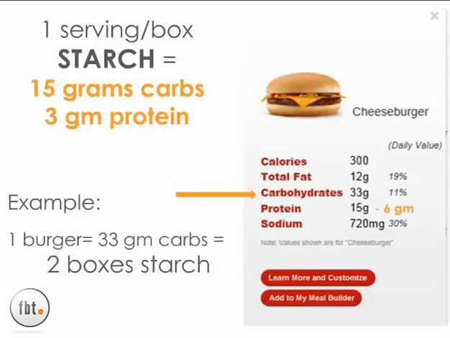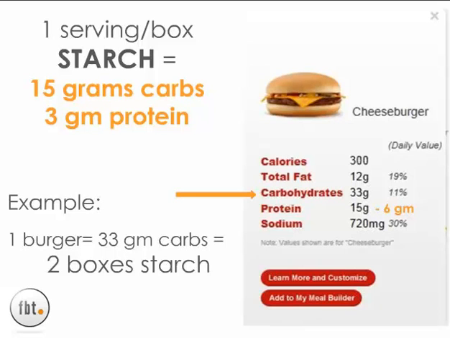Next is starch. Reminder that 1 serving of starch or 1 box of starch counts as 15 grams of carbohydrate with that little bit of 3 grams of protein included. So when I look at the label on the website here, it tells me that in the cheeseburger there's 33 grams of carbohydrate. 15 goes into 33 about 2 times. So if I eat this hamburger, then I'm going to take in that 33 grams of carbohydrate, which is going to equal 2 boxes of starch.